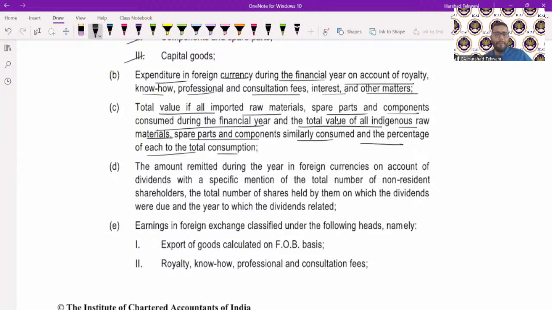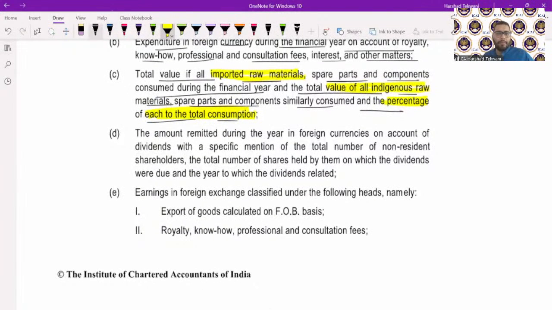So, value of imported raw materials, value of indigenous raw material, and the percentage of each with respect to the total consumption. Percentage of each with respect to the total consumption. Clear? Any doubt till now?